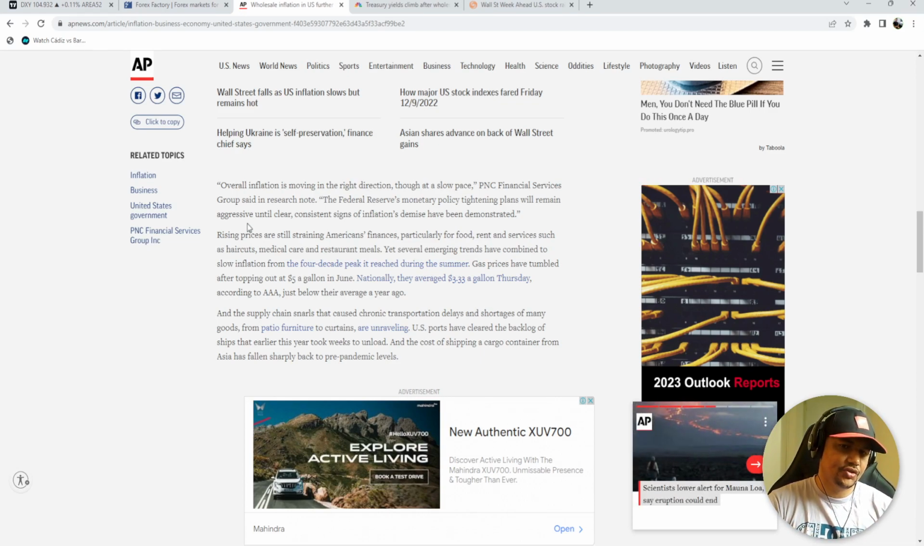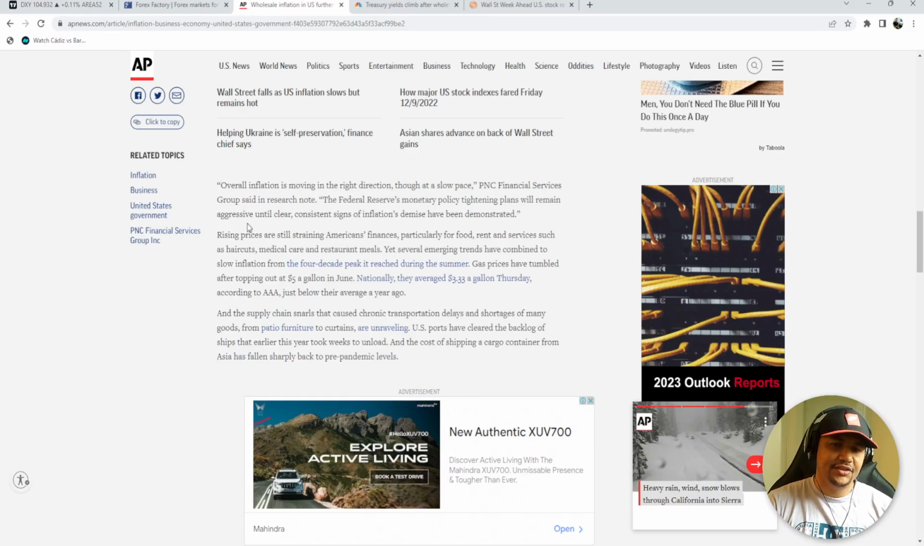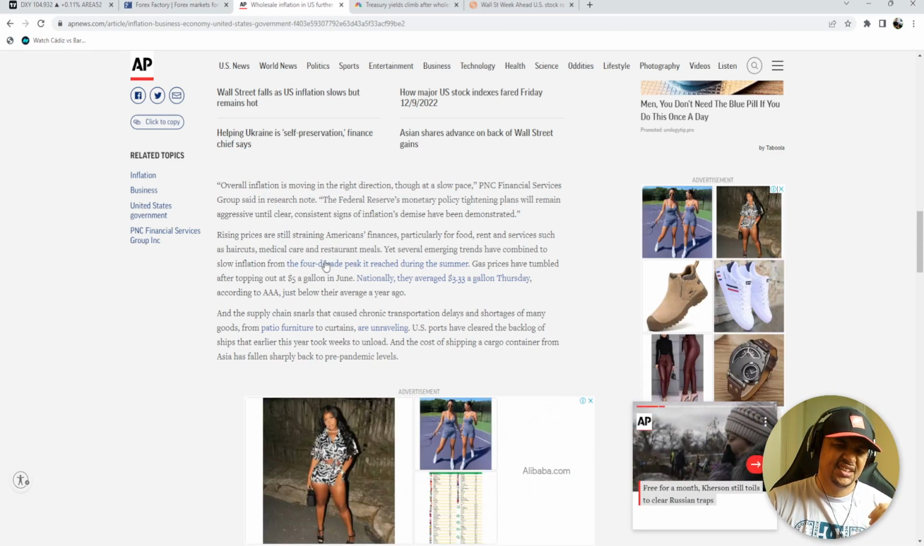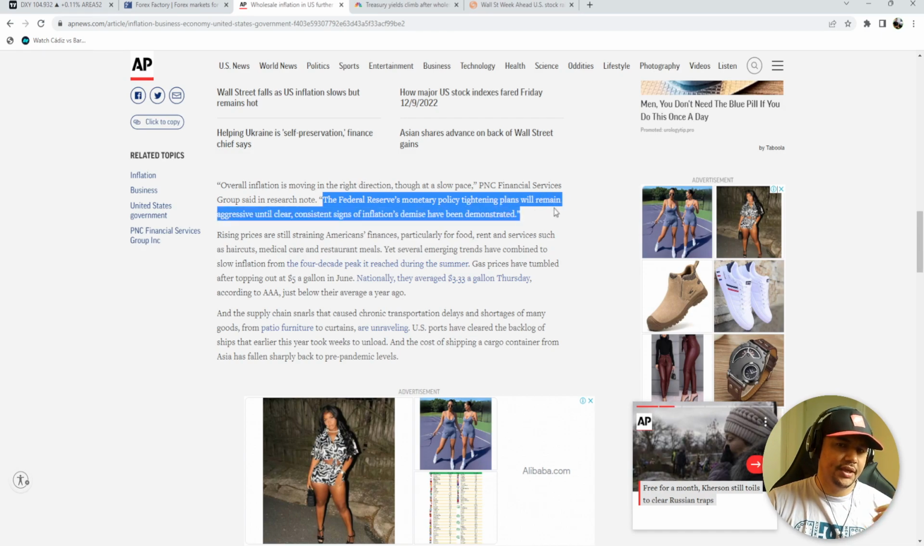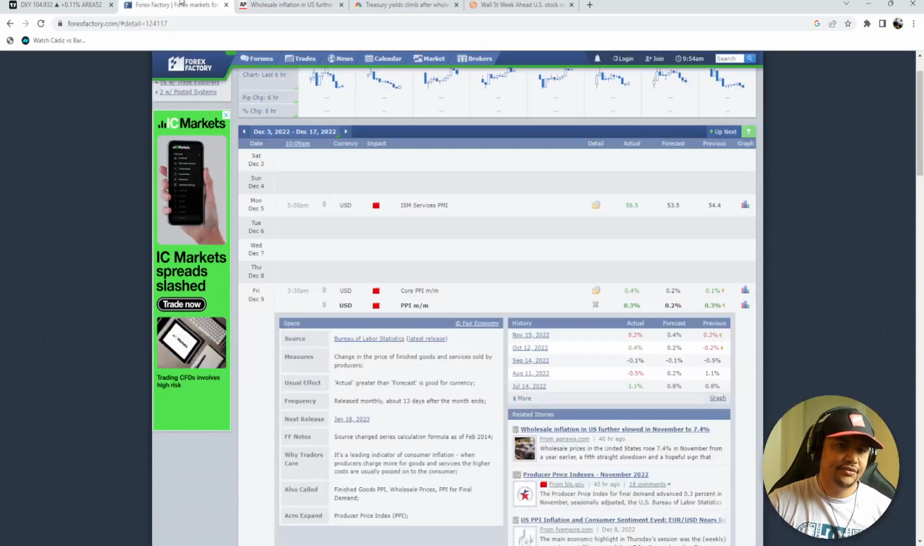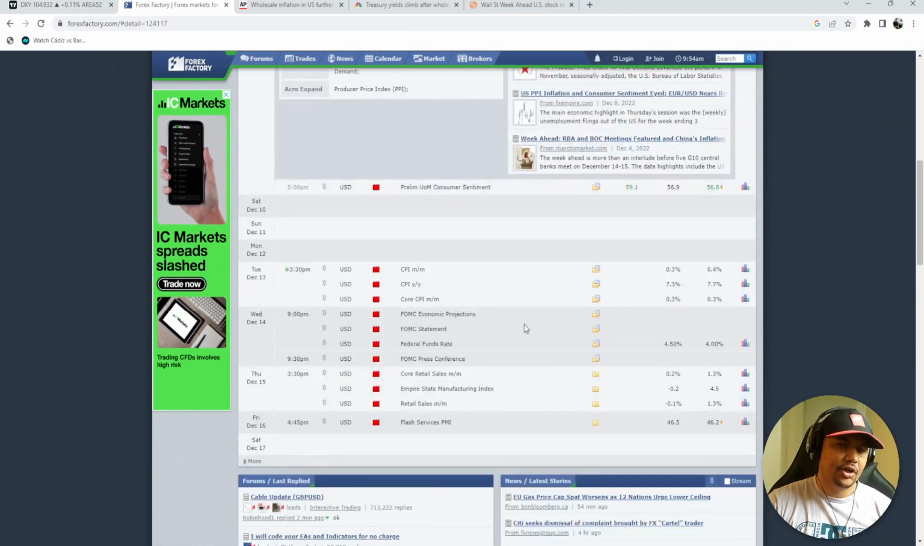PNC Financial Services Group said in a research note. A person doesn't need to do research to make a statement like that. But the Fed's monetary policy tightening plans will remain aggressive until clear, consistent signs of inflation cooling have been demonstrated. Basically, to summarize the article for you, because this is all we care about: the Fed will remain aggressive on inflation until there are signs that the market is going to slow down.